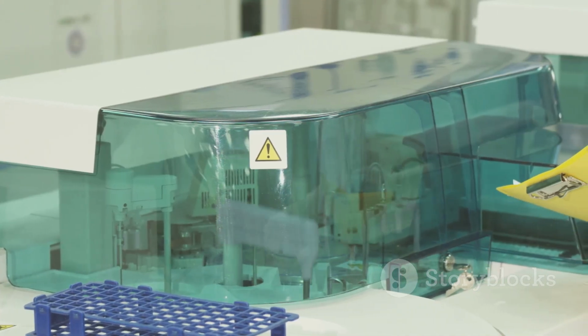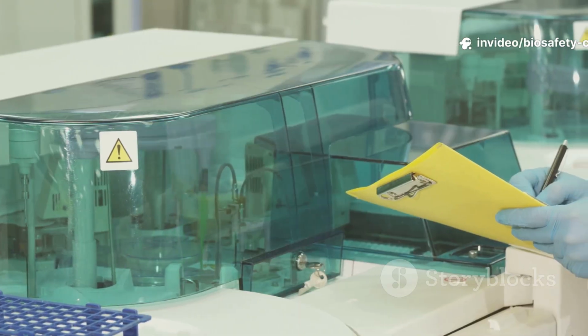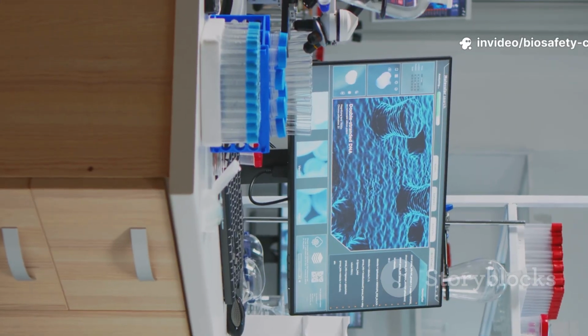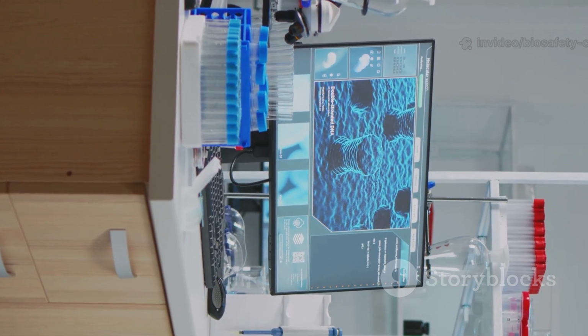Class 2 B2 cabinets are total exhaust, no recirculation. All air is drawn in at 100 feet per minute, passes through HEPA filters, and is exhausted outside. These are for work with hazardous chemicals and radionuclides.